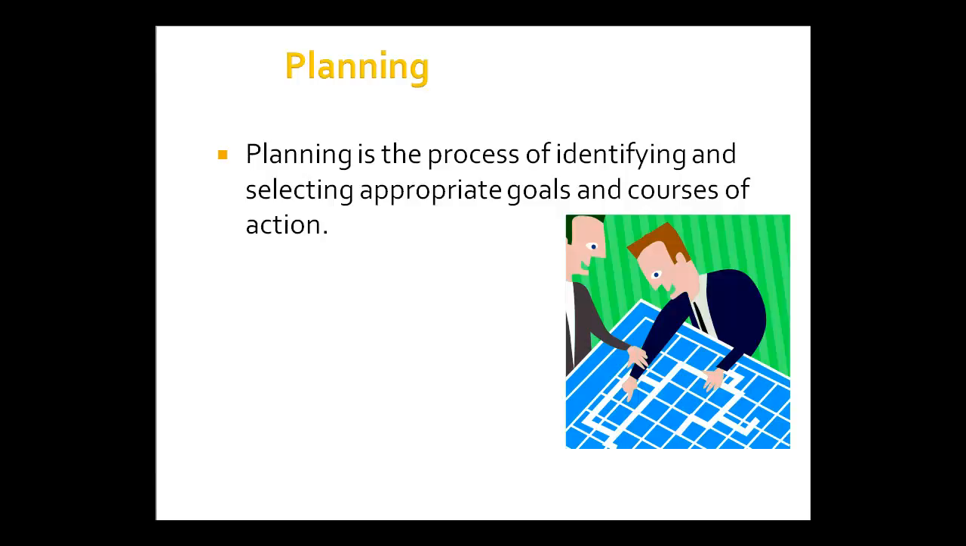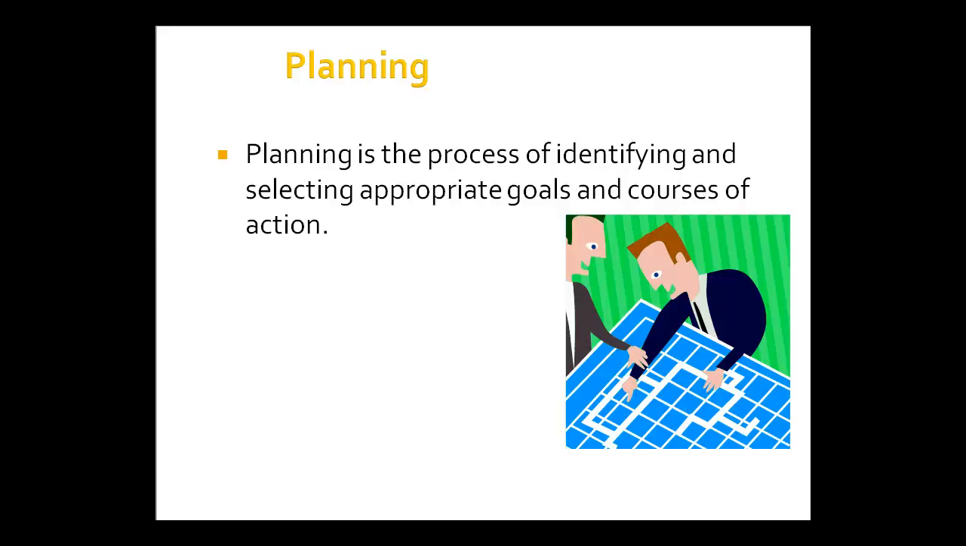Let's move on and take a look at Fayol's 4 functions in more detail. Let's look at planning. In short, planning identifies where the organization wants to be in the future and how to get there. So you need to identify and select appropriate goals and courses of action. There are 3 steps in the planning process.